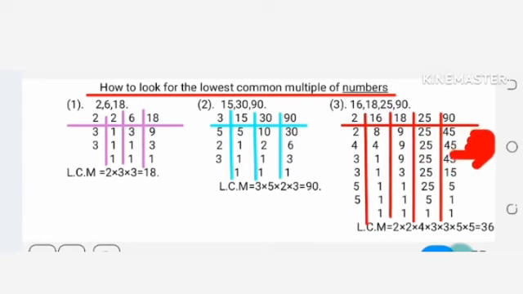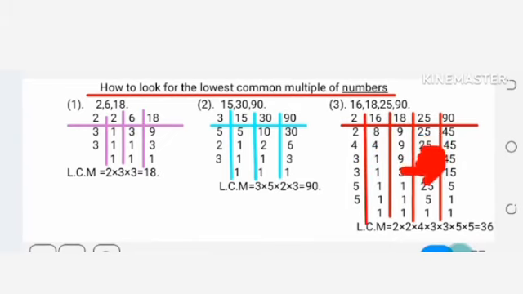Now we have 9, 25, and 45. If we start from the lower number, which is 9, we know that 9 can be divided by 3. So 9 divided by 3 will give you 3. 1 divided by 3, that will give you 1, since it cannot go, we write it back. Now 25 divided by 3 is impossible, so we write 25 back, but 45 divided by 3 will give you 15.